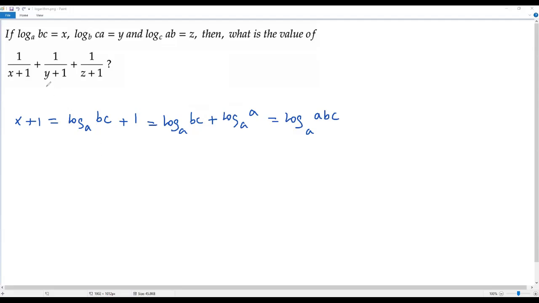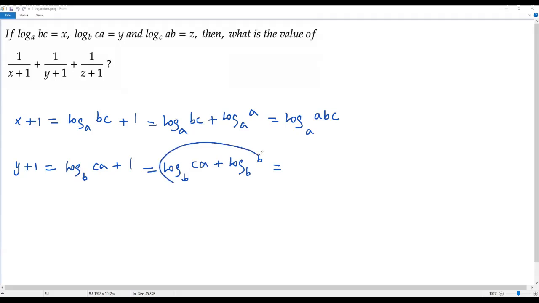In the same way, I can get the value of Y + 1. Let me do it, Y + 1. For Y, we have log base B of CA. Let me write over here, log base B of CA + 1. We have log base B of CA, and this 1 can be written in terms of logarithm. This time I am writing this 1 as log base B of B, because for this logarithm we have the base B. So we have written a logarithm for this 1 with the same base B. Here the base and argument are the same, so the value of this logarithm is 1.